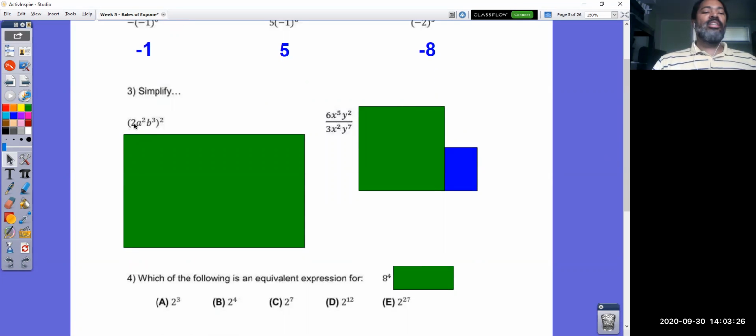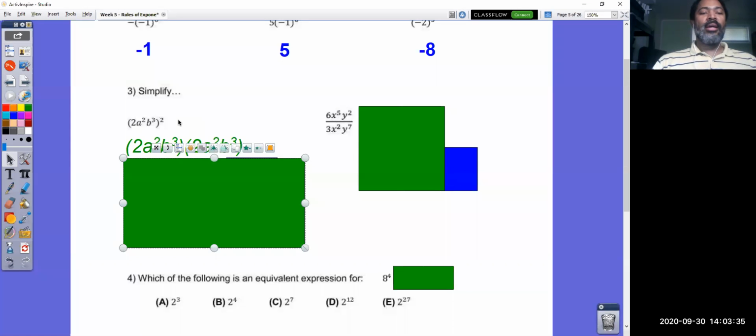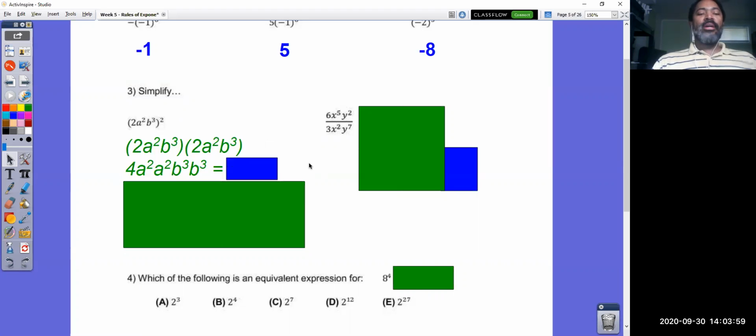Simplify. Here we have an expression with multiple bases and exponents. We're raising it to the second power. One thing we can do is to write it twice, because that's what this power means. It means this entire base is multiplying itself twice. And then I can look for like bases, and I can use the associative property to rewrite the bases together. 2 times 2, well, that's just 4, right? And then I can bring the a's together and the b's together. So I have 2 a squareds and I have 2 b cubeds. Properties of exponents say to add these exponents. 2 plus 2 is 4, 3 plus 3 is 6, giving me an ultimate result of 4a to the 4th, b to the 6th.